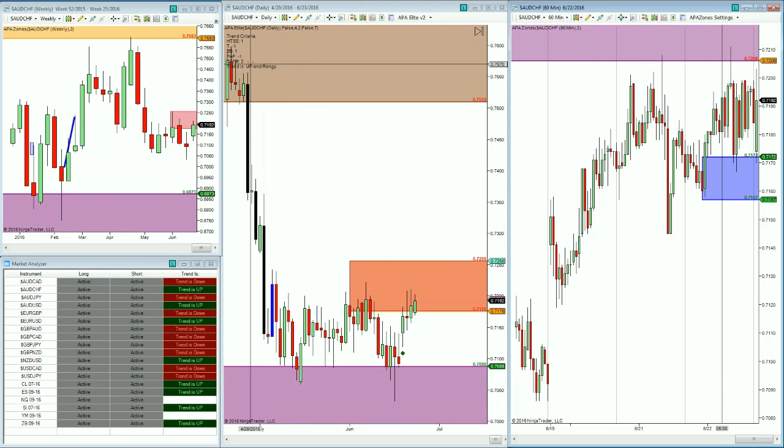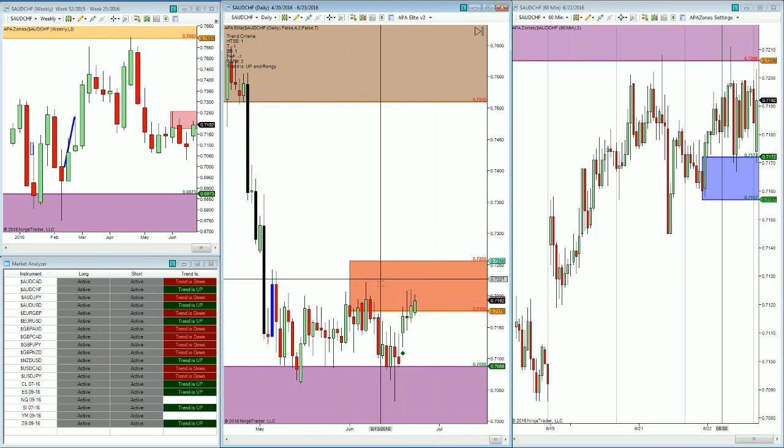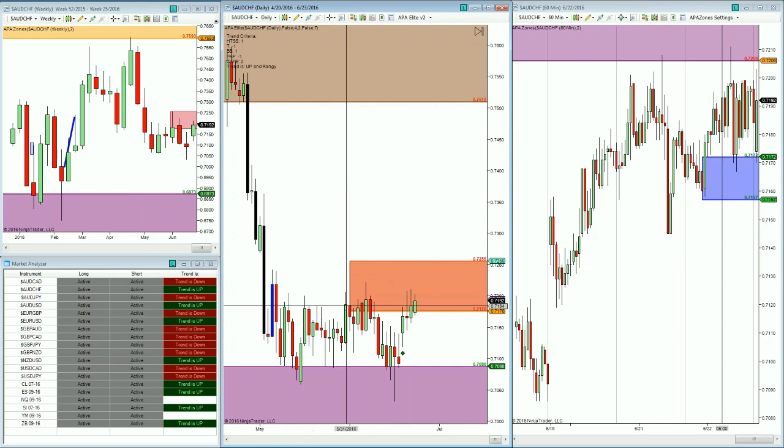So my context chart is saying the Aussie Swiss is up and rangy. I concur. It looks up and rangy to me. Well, actually, it looks very rangy to me. The weekly would suggest to the upside. All of that is included in the software, and then it just sends me alerts.